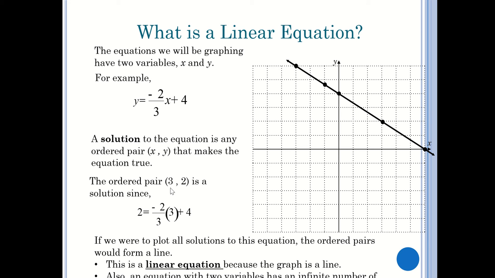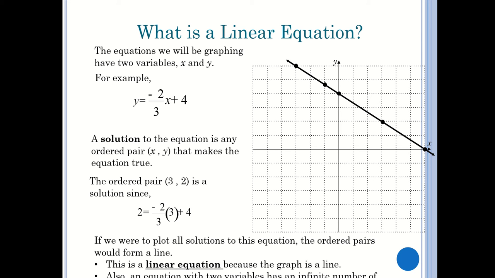The ordered pair 3, 2 is a solution since, watch what happens. We take x equals 3 and plug it in for x. We take y equals 2 and plug it in for y, and we simplify. A negative times a positive is a negative. 3 divided by 3 is 1, so that becomes -2. -2 plus 4 is 2, right? So that makes that equation true.